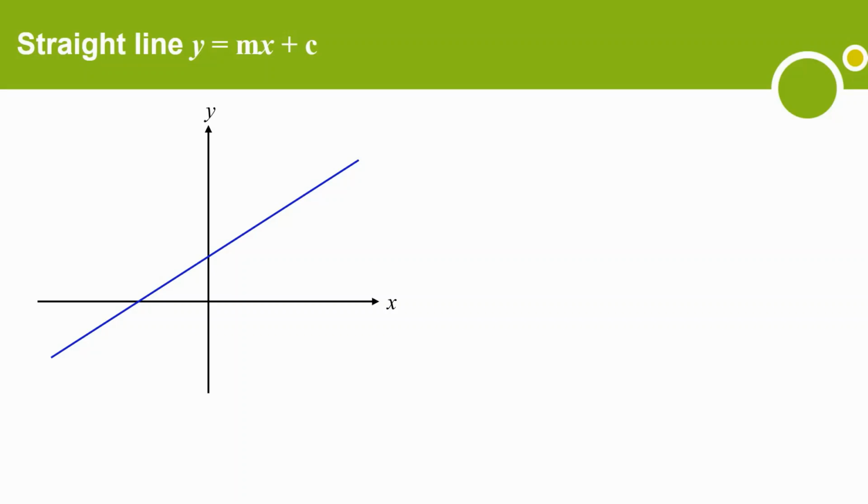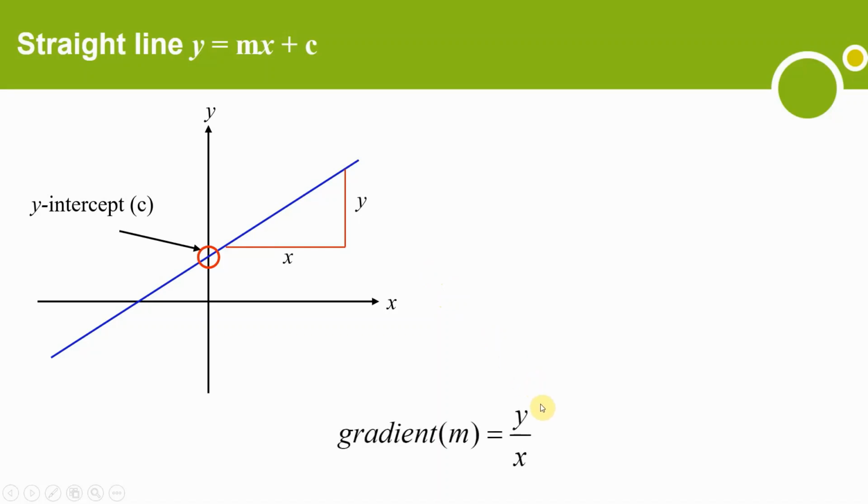Hi everyone, in this video we are going to learn how to draw straight lines as well as sketching straight lines. Straight lines in the form of y equals mx plus c. To understand this a little bit more, c refers to the y-intercept whereby the line touches the y-axis, and m is the gradient, which we can find using a triangle and then we divide y over x. So the formula for gradient is y over x.